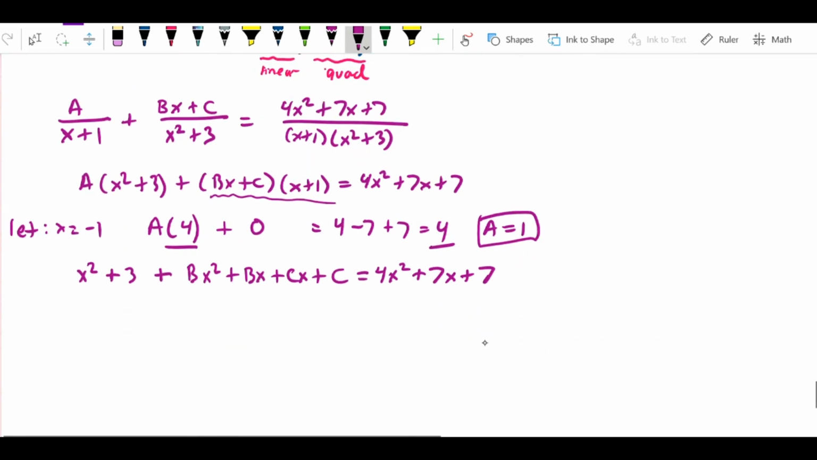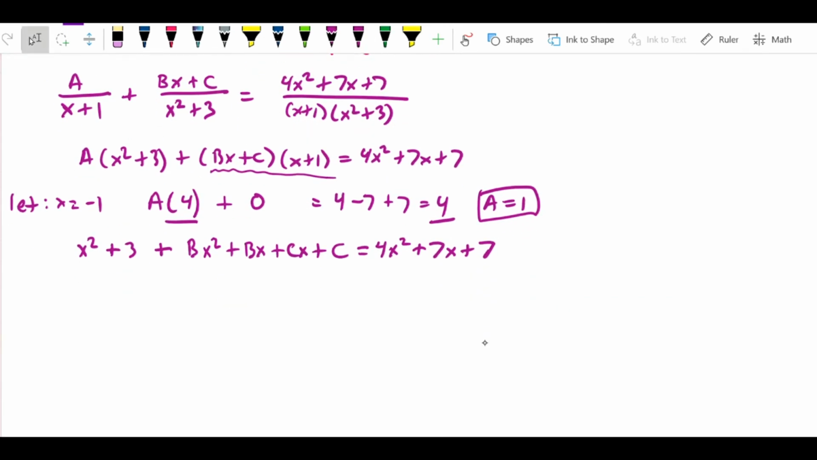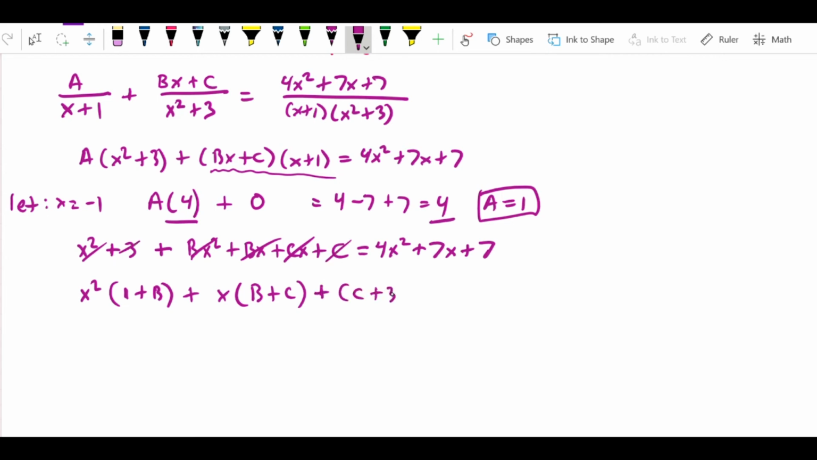So anyway, let's group together the x squared, x, and constant terms. So this is going to be x squared. We have here x squared 1 plus b, so that's going to be 1 plus b. And now let's group the x terms. We see that the coefficients of x are b and c, so we can put b plus c there. And then finally, the constant terms are just c and 3, so that's going to be c plus 3, and this equals 4x squared plus 7x plus 7.